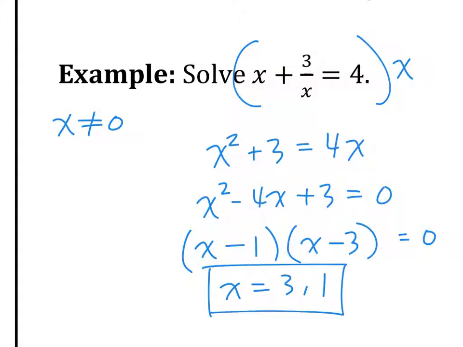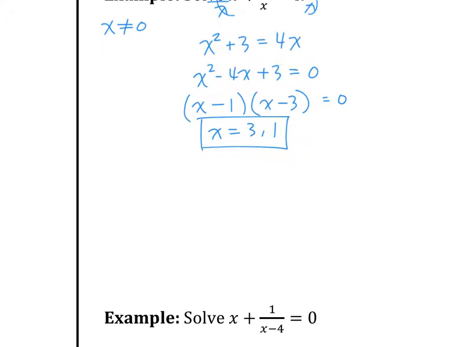Yes, question? The other way is to make them the same fraction. So you have to multiply everything by x over x. It's just really long. Yeah, so it's not the preferred way.